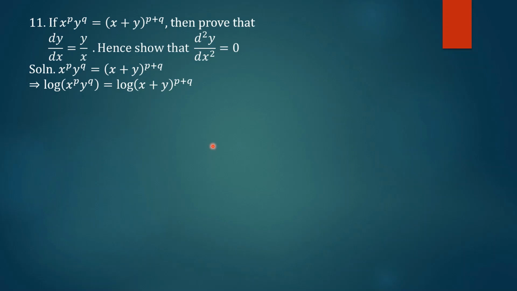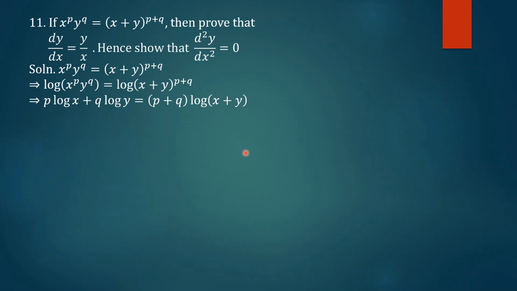So log of x to the power p y to the power q is equal to the right side, this one. Now applying the property of logarithm, this is a product, so make it plus, and the power will come in front of the logarithm. So it will be equal to p log x plus q log y is equal to (p plus q) log (x plus y). Actually this term was log of x to the power p, so p is taken here, and then plus log of y to the power q, so q is taken in front of logarithm, and on the right side it is simple, p plus q will come in front of log, and log of x plus y is remaining there.